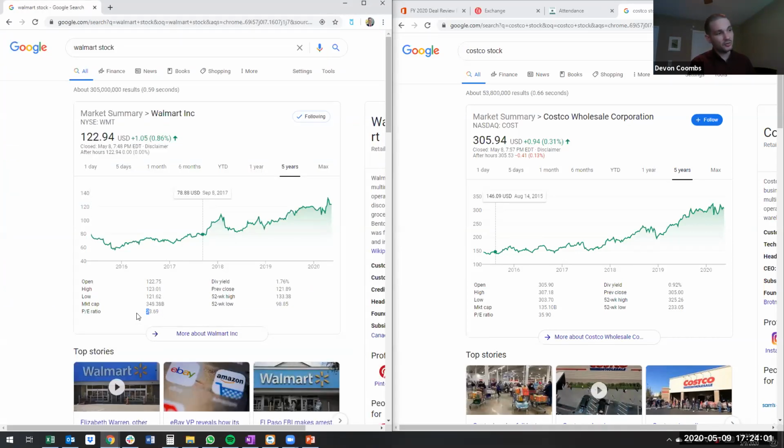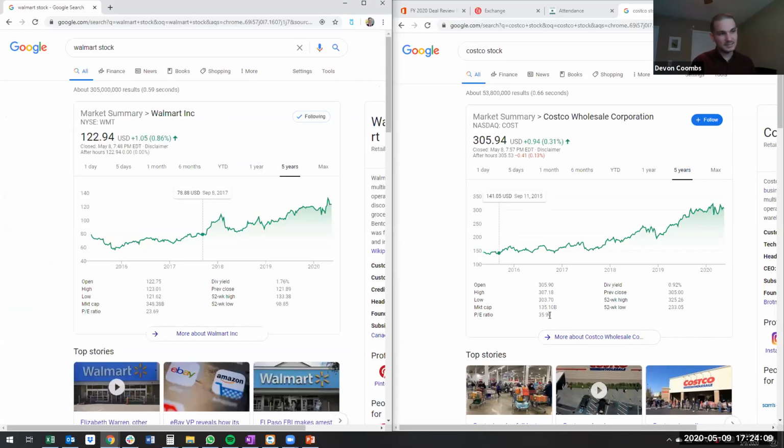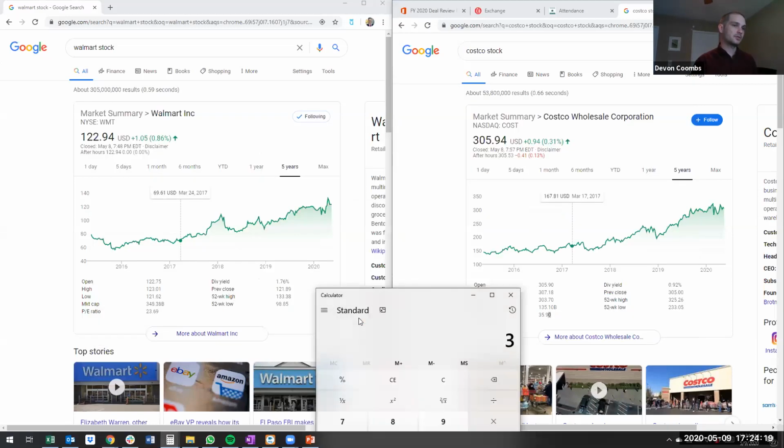They're saying most recent earnings release, $23.69 for every dollar earned. But for Costco, you have to spend $35.90. So this means that Costco is more expensive to invest in than Walmart by almost, we can do the comparison, 35.90 minus 23.69.